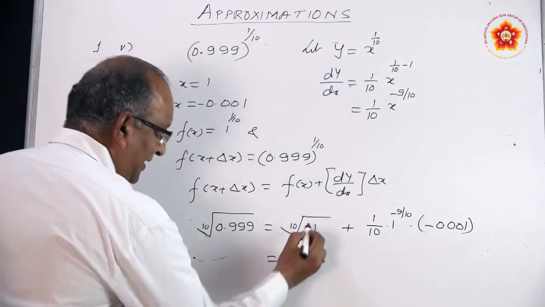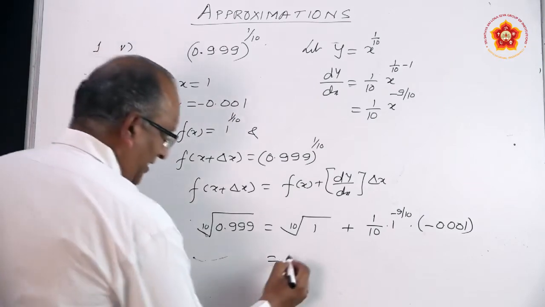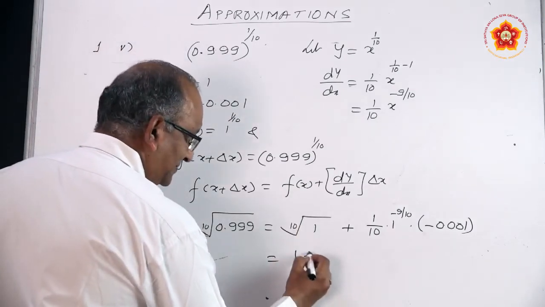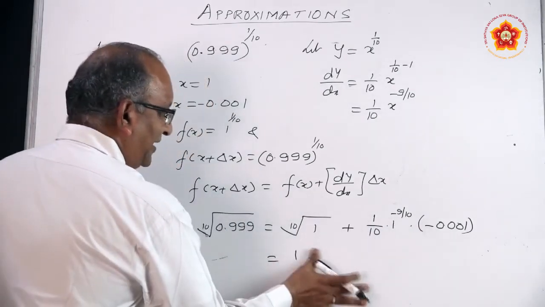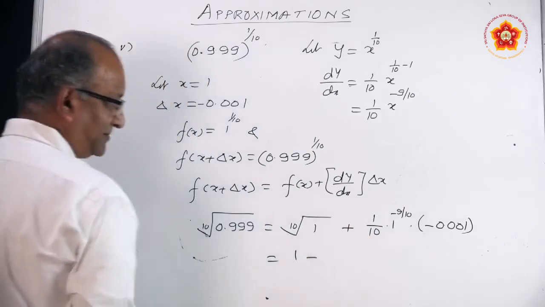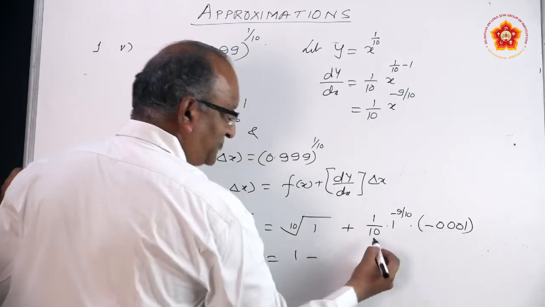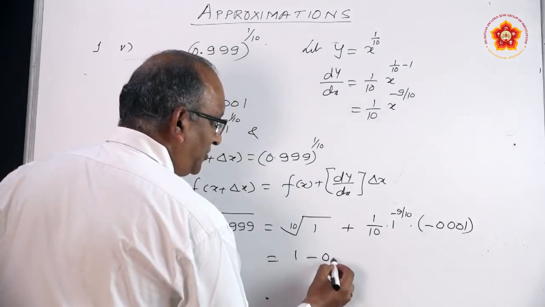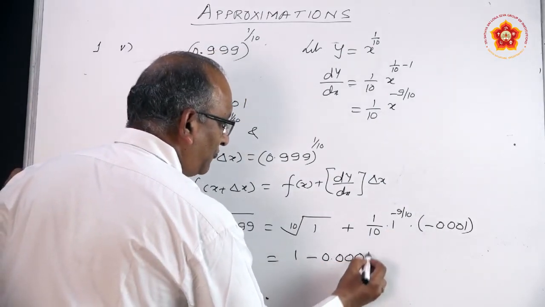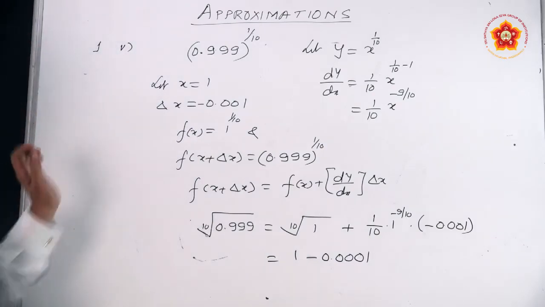Simplify it. Any root of 1, we know it is 1 only. Plus into minus, you can write it as minus. 1 to the power anything is again 1, and when you divide this with 10, it is going to become 0.0001. One more 0 got added.